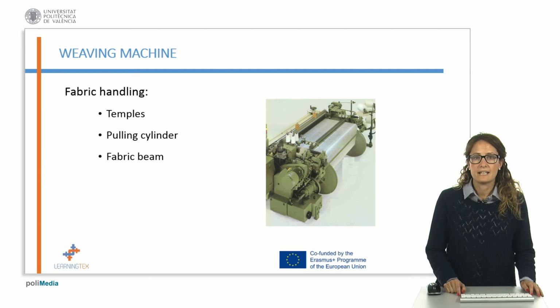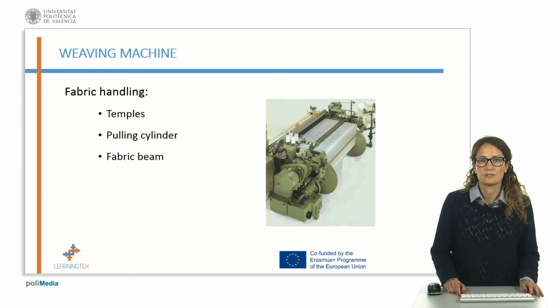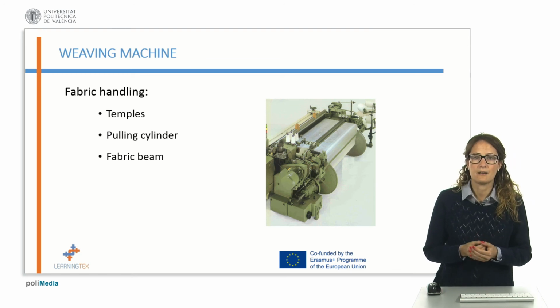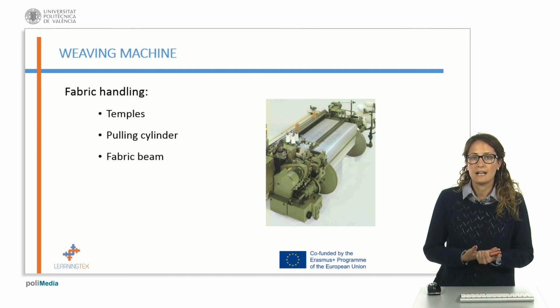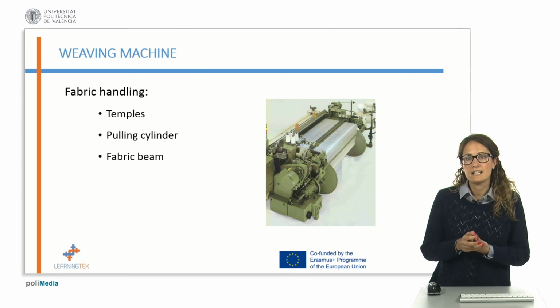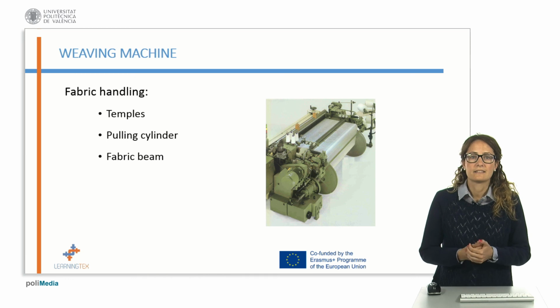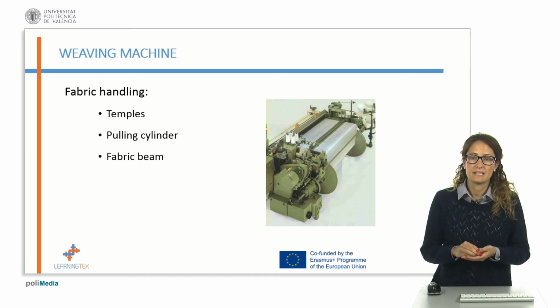The temples are devices that are located at the ends of the fabric and open the fabric across its width to keep it stretched. The pulling cylinder gets the fabric moved ahead when it turns around, and the speed of the turn defines the weft density of the fabric. And the last one, the fabric beam, which is the one where the fabric is rolled up.